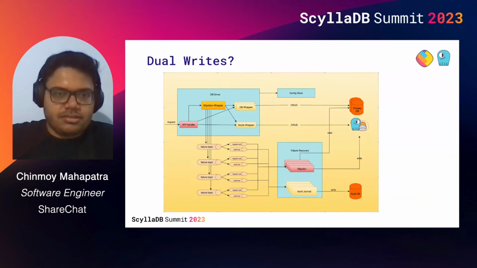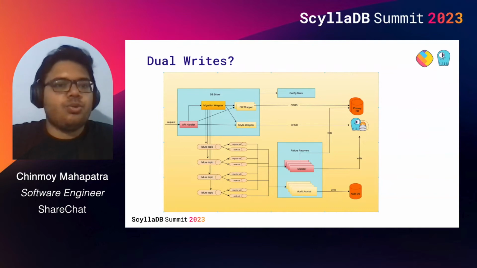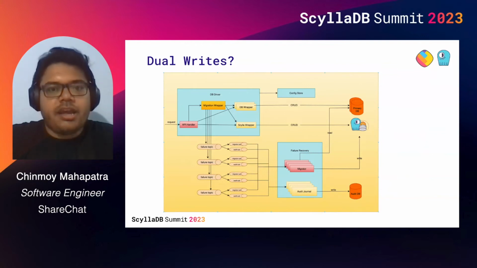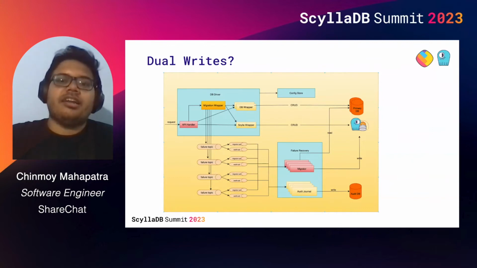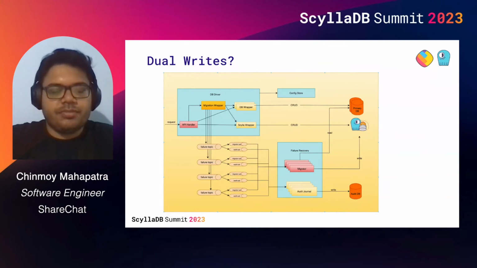Now, let's say a key fails, so let's say I'm writing to row 1 and it fails, the migration wrapper is responsible for pushing it to the failure topic, and we have a failure recovery system which has two jobs pertaining to each of the tables. One is the migrator, and another is the audit journal. The migrator is responsible for consuming from the migrator sub and reading that particular data from primary DB and writing it back to ScyllaDB. So we have consistency overall. Audit journal is basically to take whatever keys fail from the failure topic via the audit sub and push it to an audit DB.